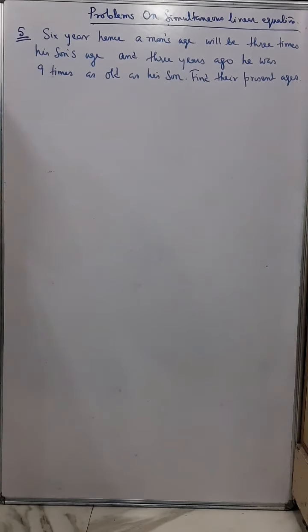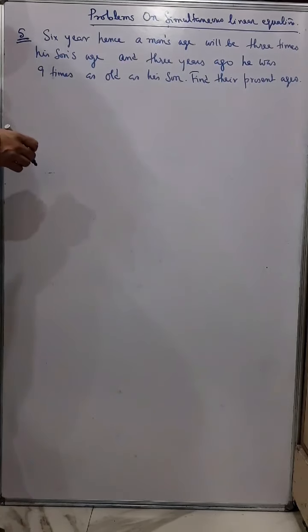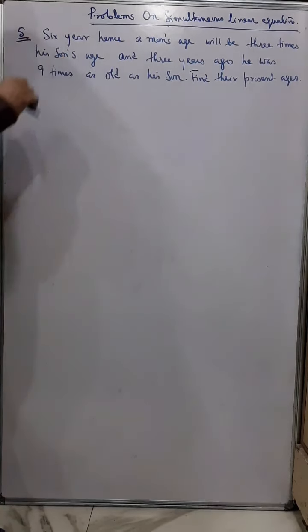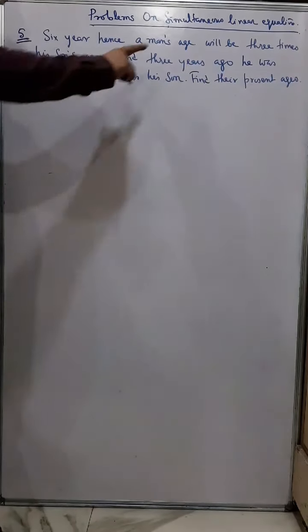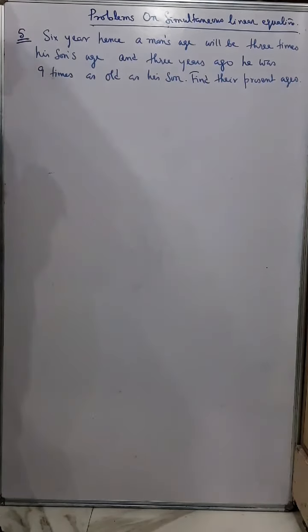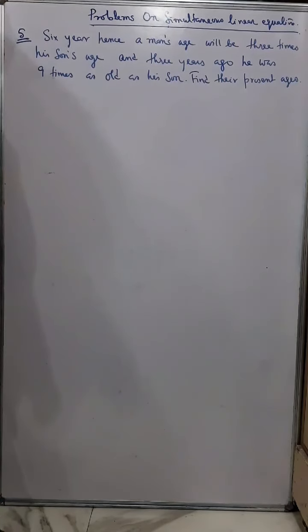Okay, now this is age problems. They told: 6 years hence a man's age will be 3 times his son's age. 6 years hence means after 6 years. And 3 years ago, 3 years before, he was 9 times as old as his son. So find their present ages.